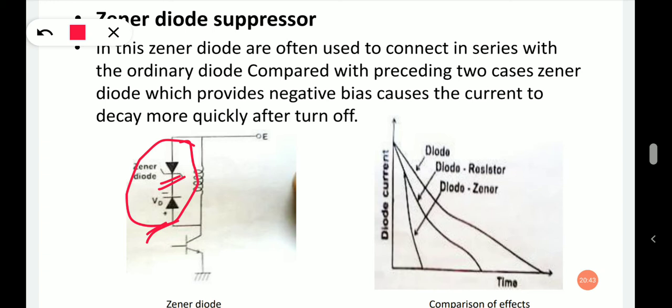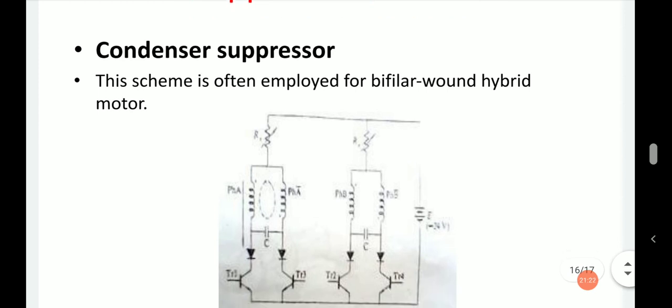However, Zeners are signal diodes rather than power diodes. Their power dissipation is limited to 5 watts. Consequently, this suppressor can be used for very small instruments, stepper motors of typical size 8 to 11. Comparison of the effects of the various suppressor schemes we can study. Now the next suppressor circuit is the condenser suppressor.